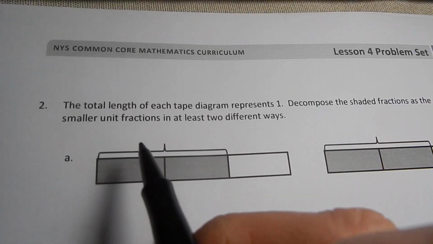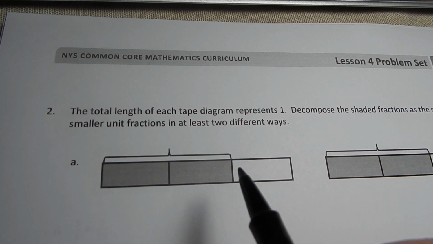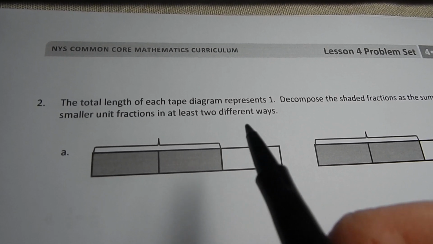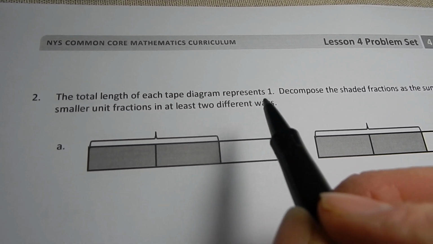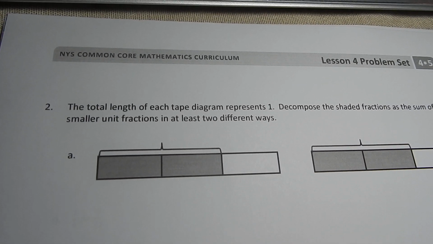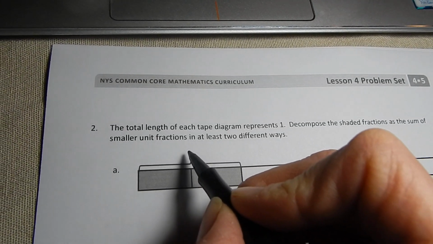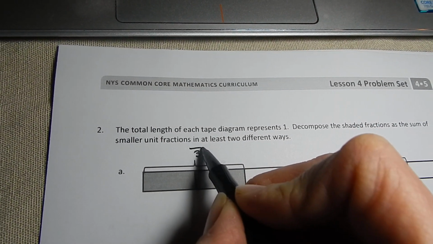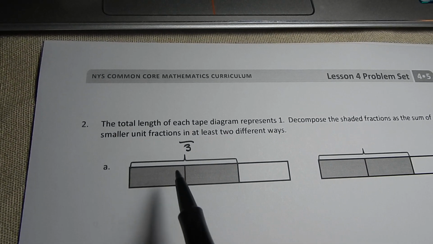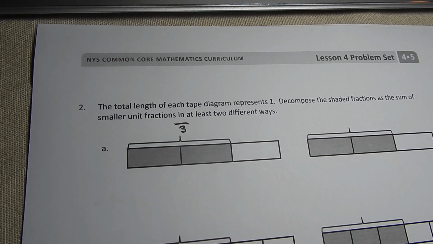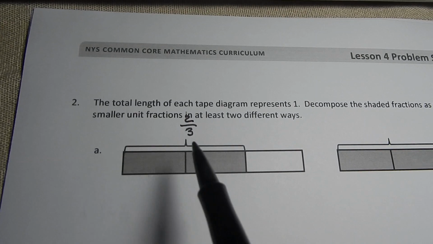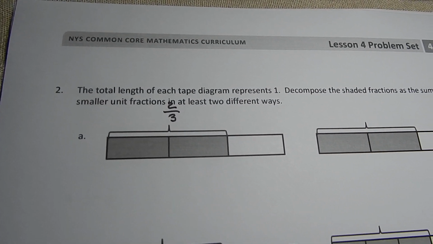So let me first figure out what is my original fraction that I'm starting with. If I take a look here, I can see that this is supposed to be 1 whole because it says right here that the tape diagram represents 1. And I can see that it's being divided into 1, 2, 3 pieces. So now I know that the denominator in my fraction is 3. But I have to ask myself, what is my numerator going to be? Well, since I have 2 pieces shaded, I know that my numerator is 2. So now I know that this is 2/3.